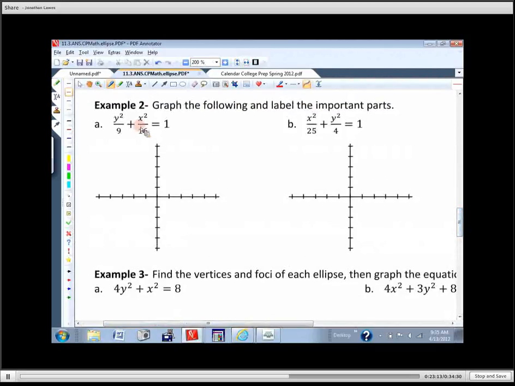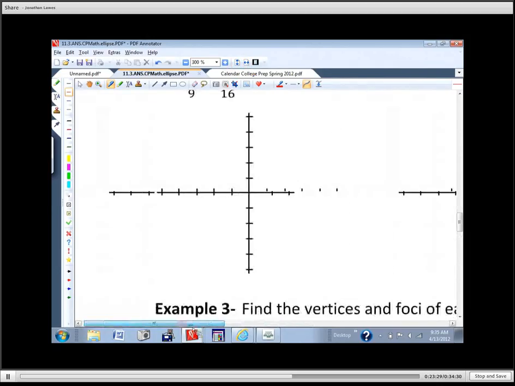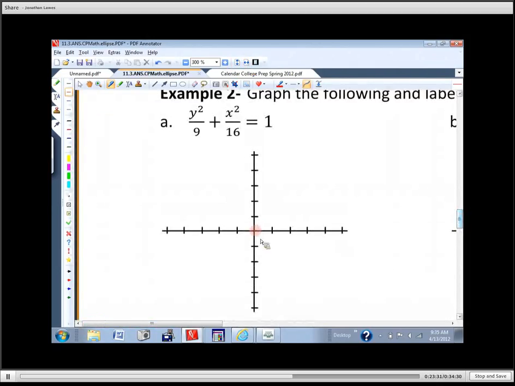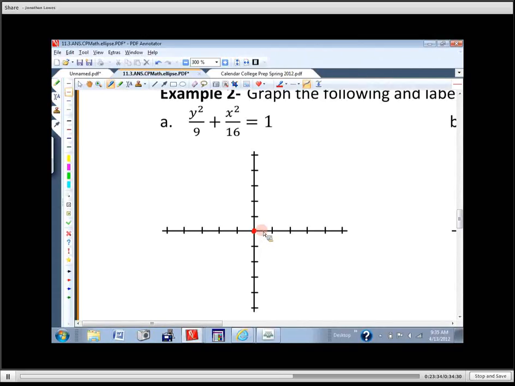Let's look at that one right there. What's nice about this one? They give us the equation, the numbers are nice, and we haven't moved it anywhere, right? So what's the center? Center is 0, 0. So we've got that right there.